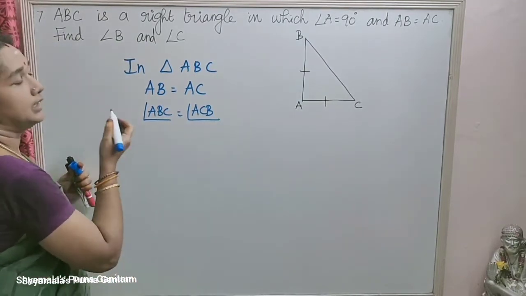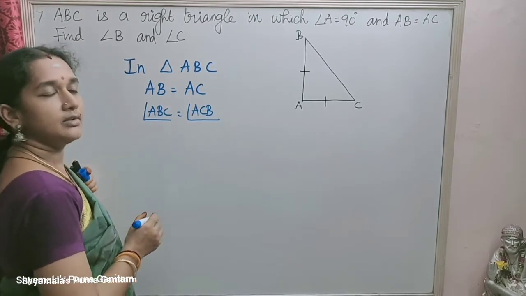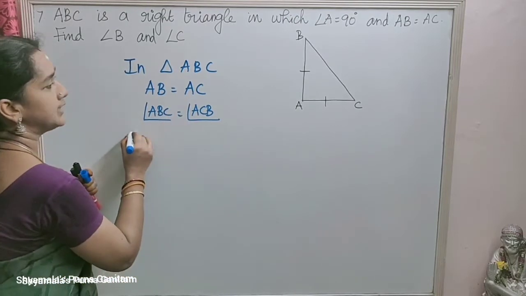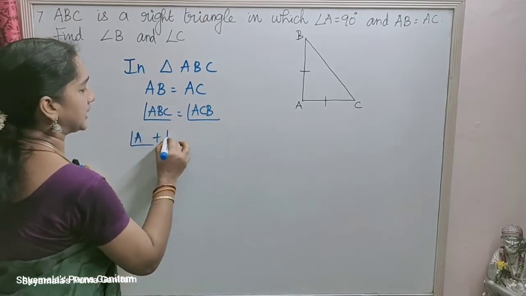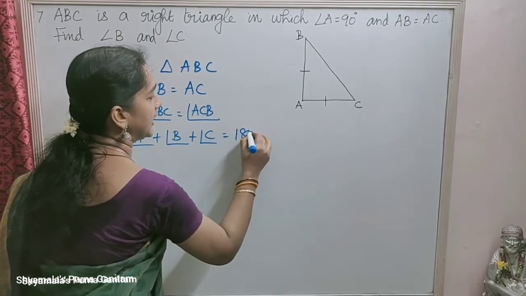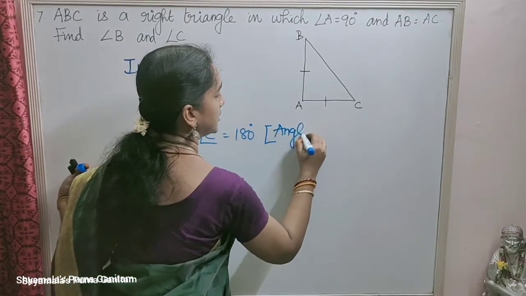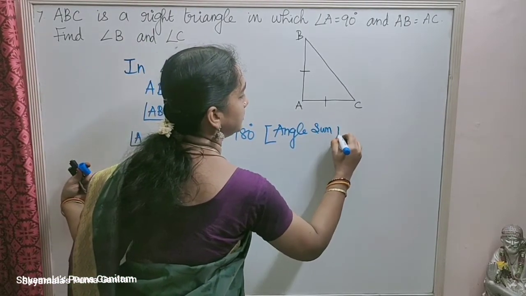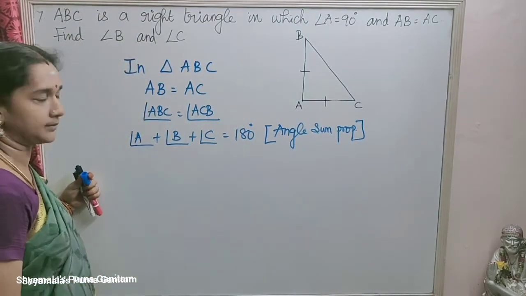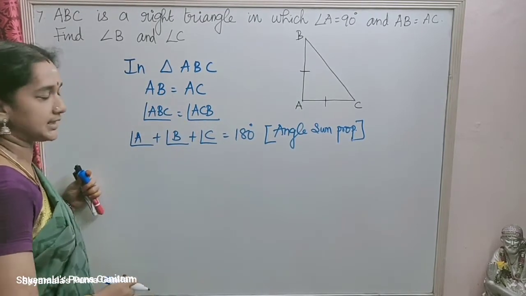Okay. Now by angle sum property, we can say that the sum of all the angles is 180 degrees. That is, angle A plus angle B plus angle C is equal to 180 degrees. So this is by angle sum property. But already we have proved that ABC is equal to ACB.